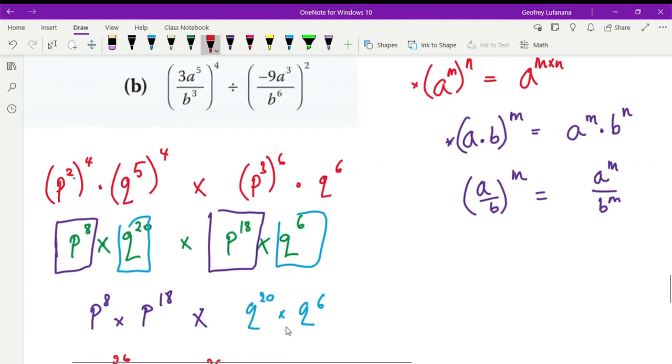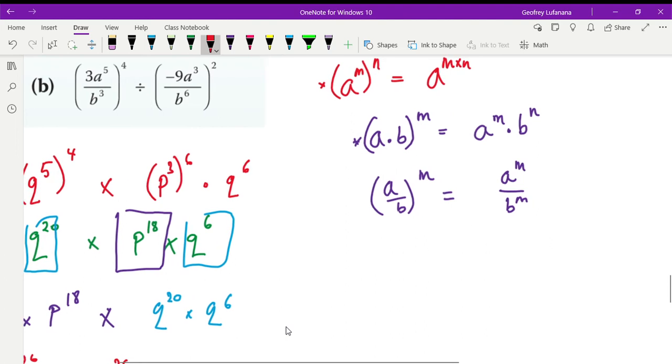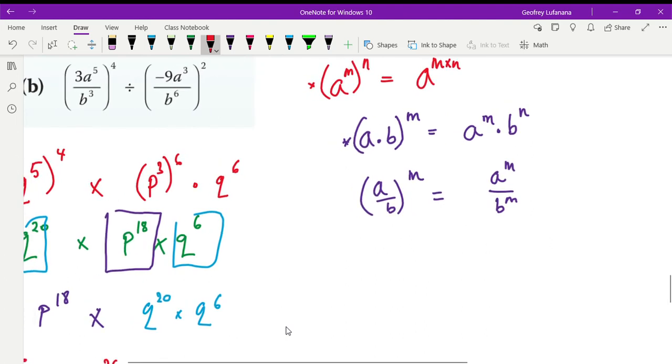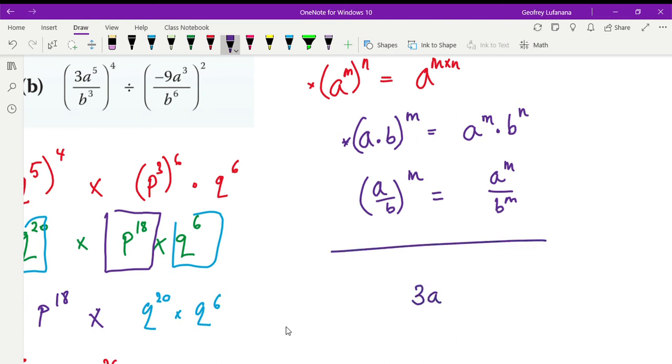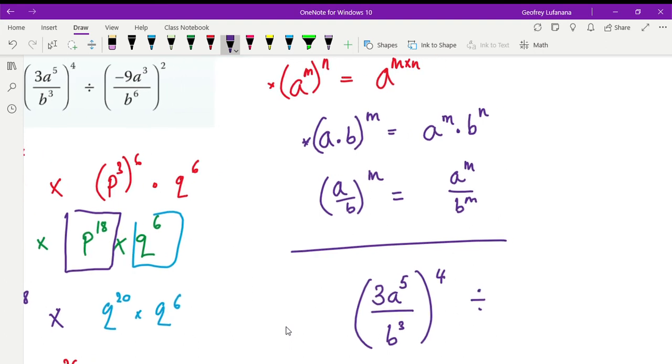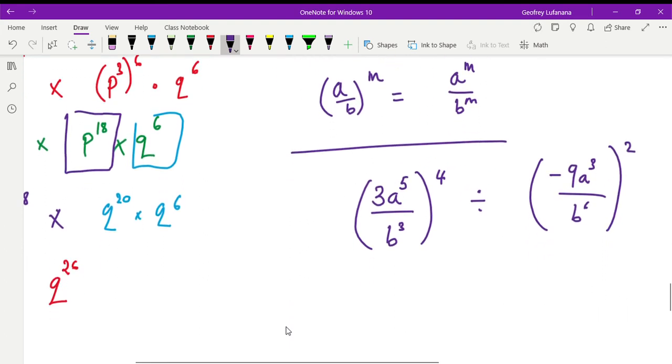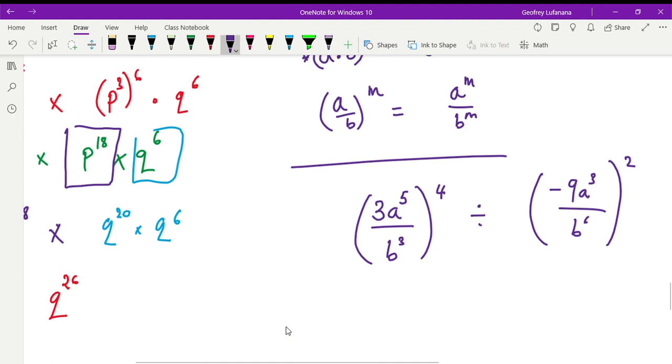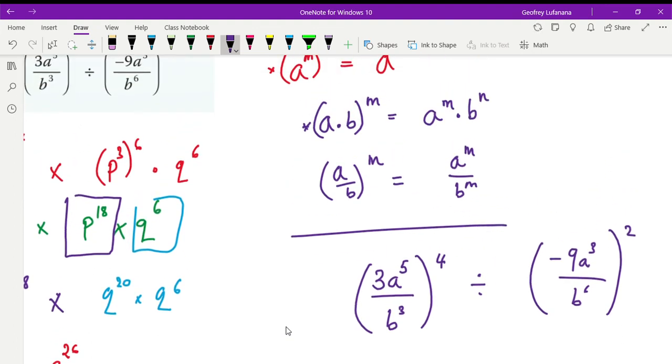Okay, part B. Now part B involves division. So we have, let me write it over here again. We have 3a to the power 5 over b cubed, everything to power 4, divide by, there is a negative inside the bracket, so that's negative 9a cubed divided by b power 6 squared. Okay, so we'll start by using this law where we have to distribute the power.